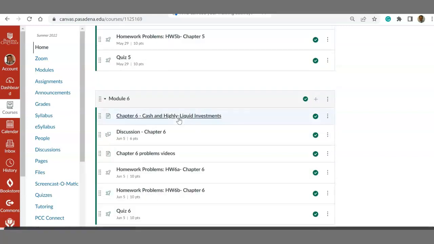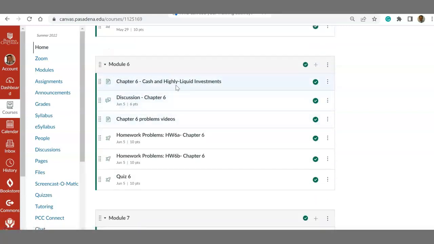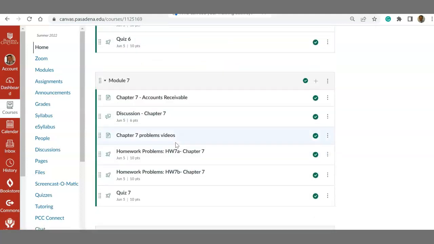Let's get to this. So for chapter 6, you have the discussion for chapter 6. We have some video solutions, so definitely watch that. We have 2 homework looks like and 1 quiz. For chapter 7, we will have a discussion again, video problems, which watch that. And after you study and watch those videos, try to do 2 homework and again, 1 quiz.